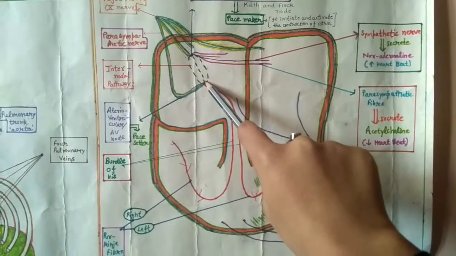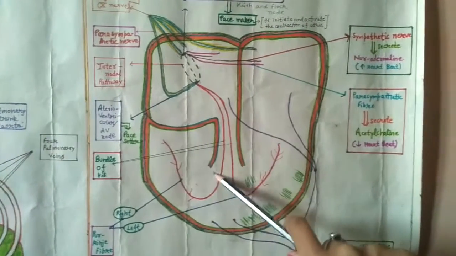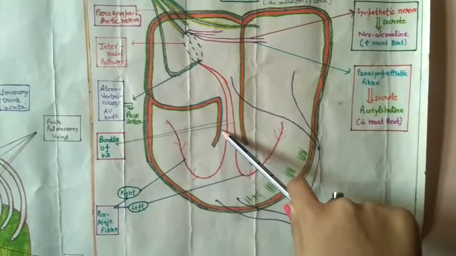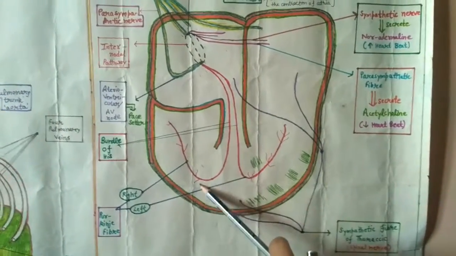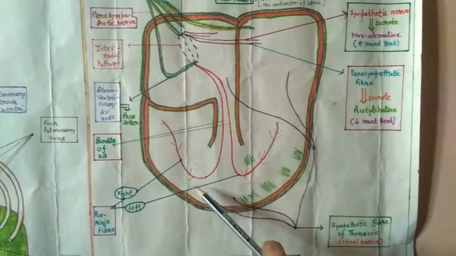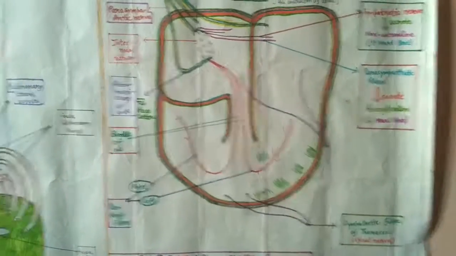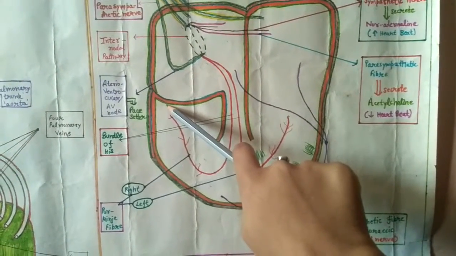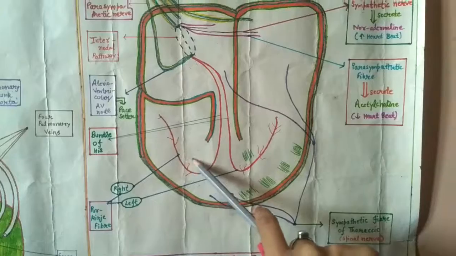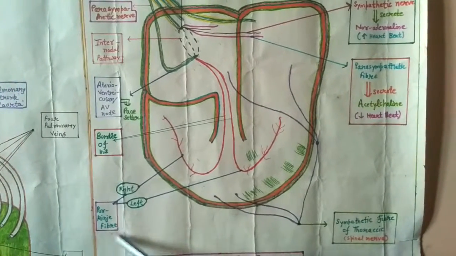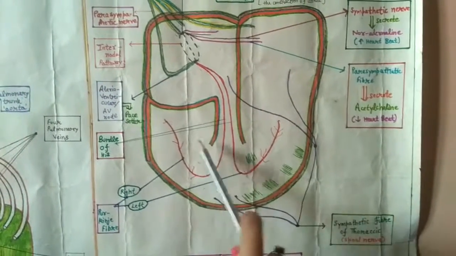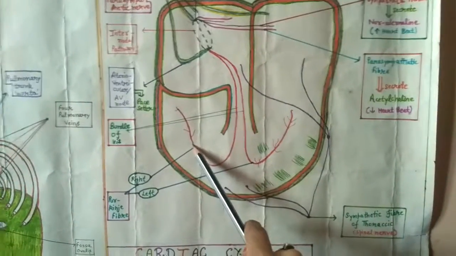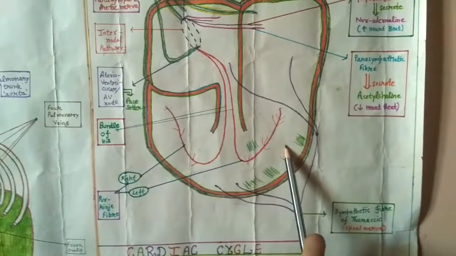From here this electrical signal conveys to the bundle of His. Bundle of His basically gained its name from the name of the scientist. This bundle of His goes to the bottom portion of the ventricle and then it goes upward in the ventricle. You can also see some small fibers here. These fibers are known as Purkinje fibers. These fibers are divided into right and left ventricle, so these are known as right Purkinje fibers and left Purkinje fibers.